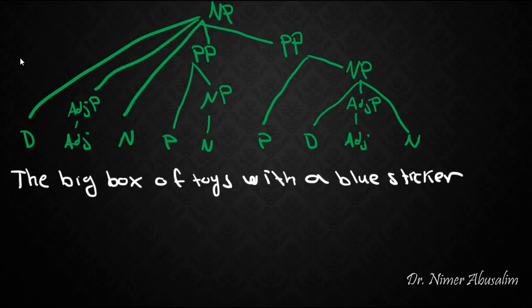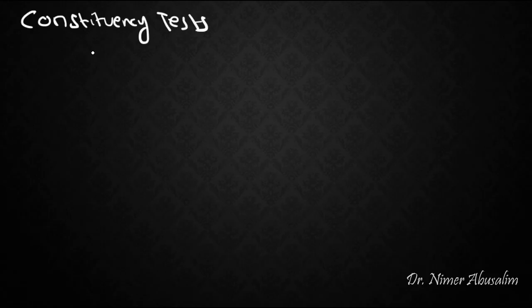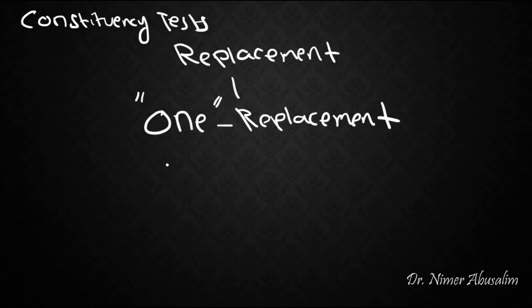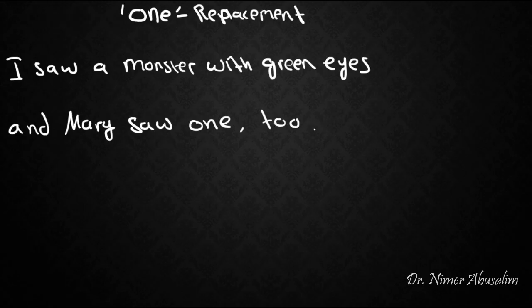But there's a lot of evidence to point to the fact that this flat structure actually is not what we should be looking for. Our evidence comes from one of the constituency tests that we discussed in our previous lectures. In particular, there is the replacement test. One type of the replacement test is the one replacement, meaning that we replace a constituent with the word one. So if you recall, the main idea behind one replacement is that if you're able to replace something with the word one, that means that that something is a constituent. It functions together as one unit.